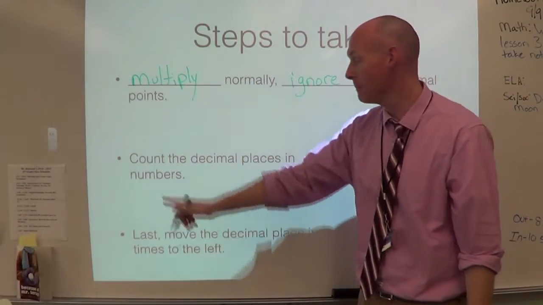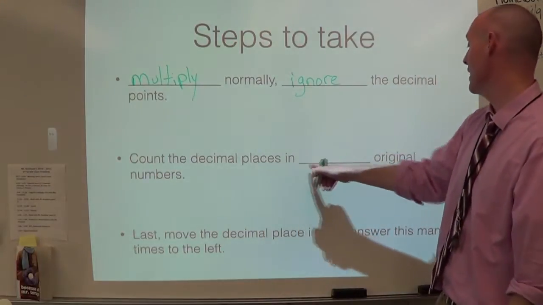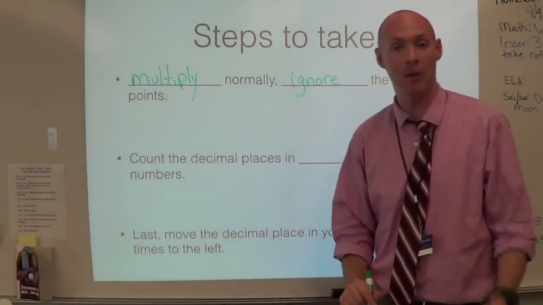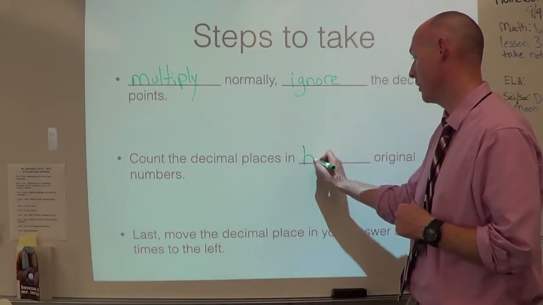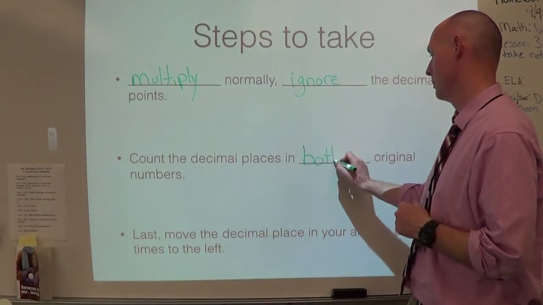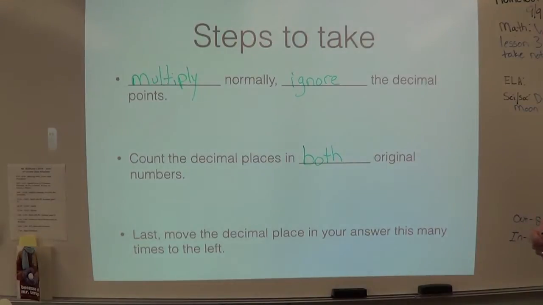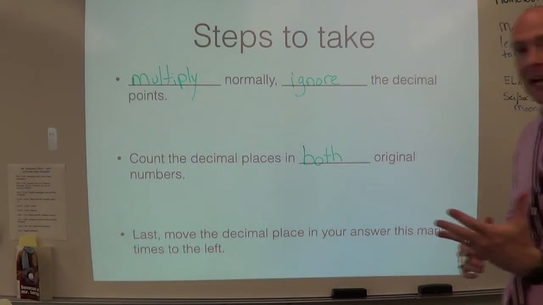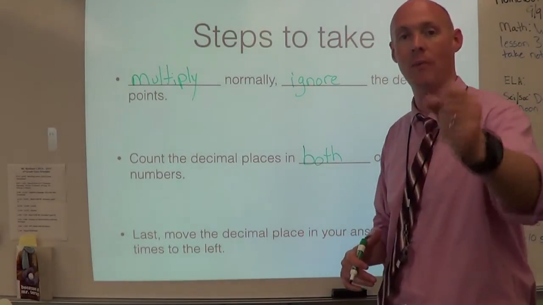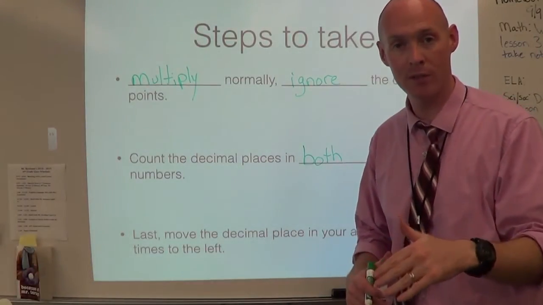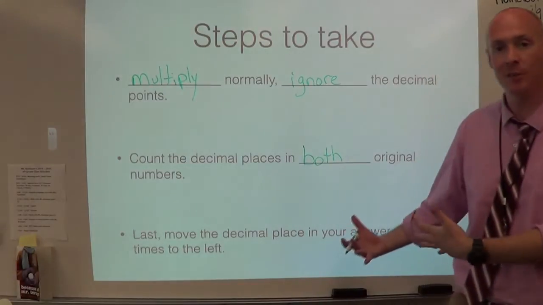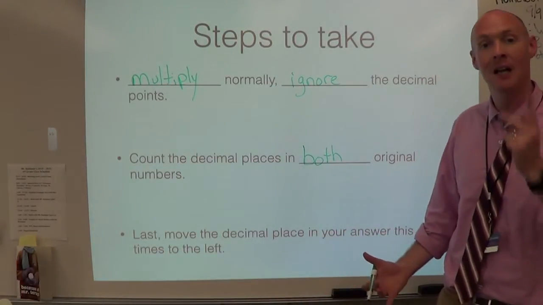How do you know where to put it? Count the decimal places in both original numbers. Last, move the decimal place in your answer this many times to the left. We did it last time when we multiplied decimals and whole numbers. We're just going to do it this time with decimals. Same type of thing. Let me show you an example.